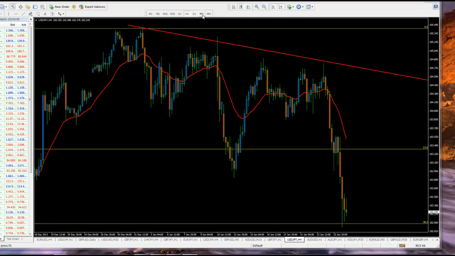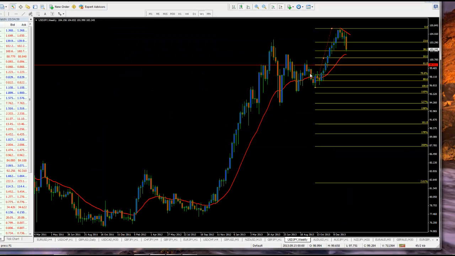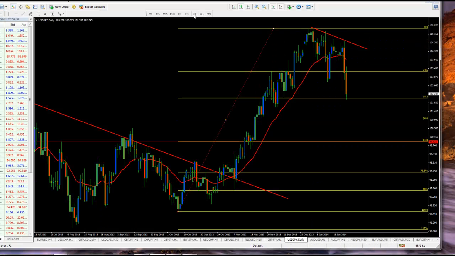US yen, coming back to the weekly, remember that we had this triangle that we've broken out of, and I've been talking to you now for several weeks that we would expect a retracement eventually on this before we resume our move up, and indeed it looks like that's what we're getting now. Let's go with me down to the daily.